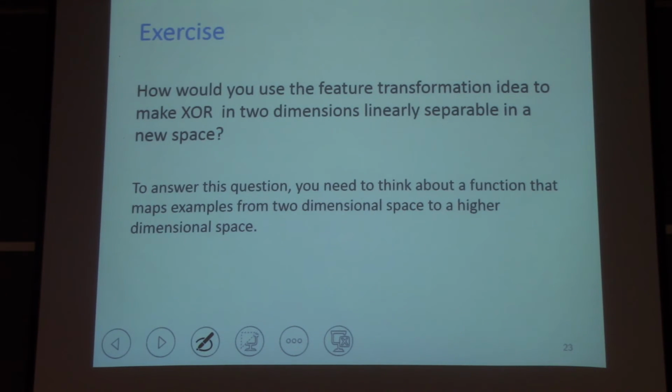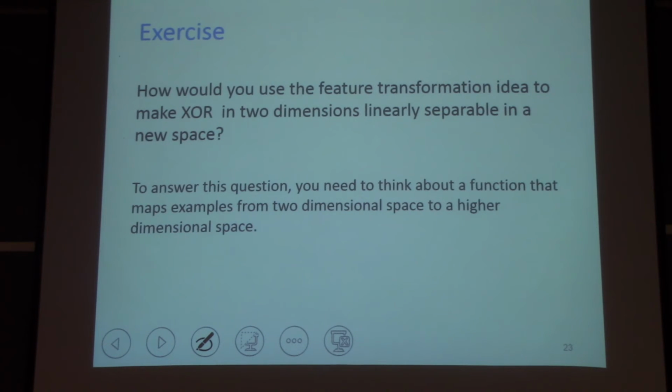Was there a question? Okay, so I'm still making a strong assumption. What am I ignoring in all these things? That all the data is correct. I'm ignoring the fact that there may be noise.